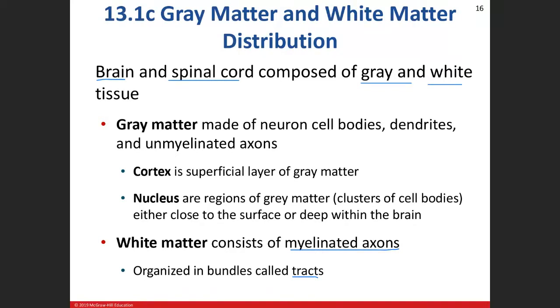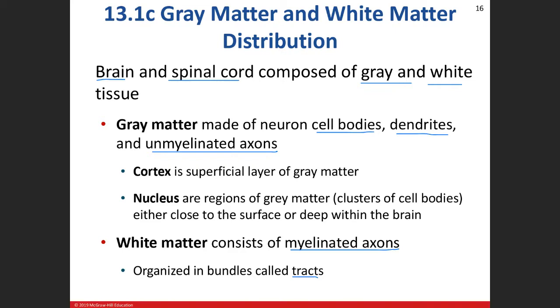So let's talk about what gray matter is then. That's where there is no myelination. So that's going to be the cell bodies, the dendrites, obviously unmyelinated axons, but also don't forget there's another type of cell that I haven't mentioned when we're dealing with nervous tissue, and that's the glial cells. So gray matter includes the glial cells.